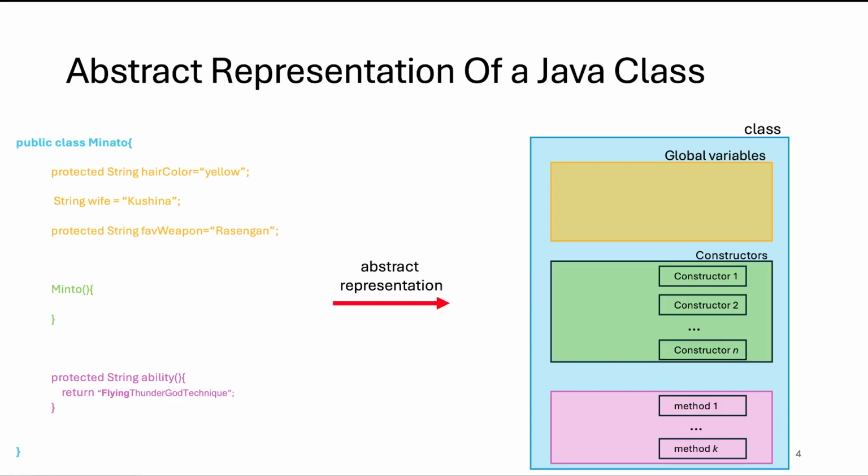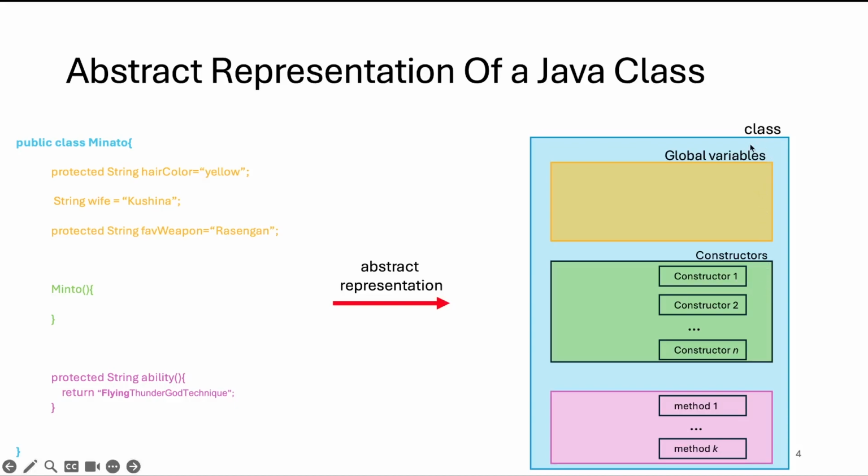Next, we have multiple methods in a class file. So here I have written the methods in pink color. These methods, which are not constructors, are represented with a yellow rectangle. We can have any number of methods. So I have written the value k here. Okay. So this is the abstract representation of a class.